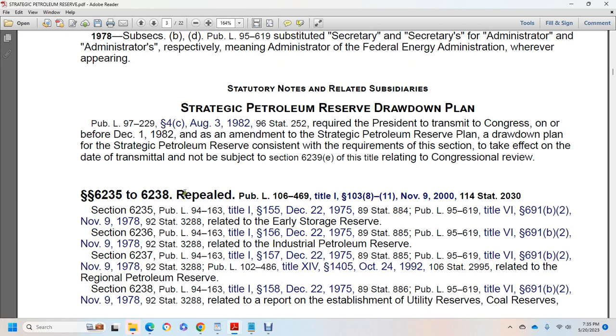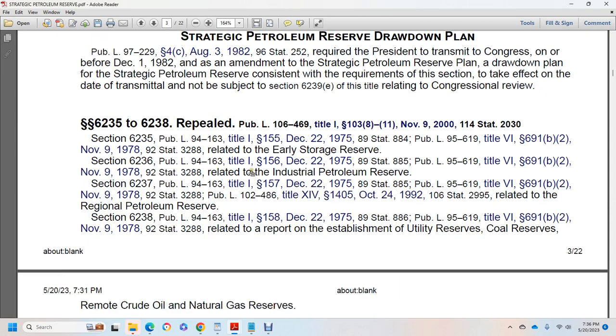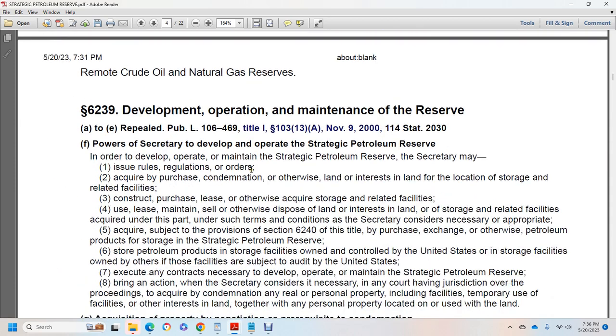Sections 6235 to 6238 repealed. Public Law 106-469, Title I, section 103, November 9, 2000, 114 Statute 2030. Alright, Section 6239, development, operation, and maintenance of the reserve. (a) to (e) Repealed. Public Law 106-469, Title I, section 103(13)(A), November 9, 2000, 114 Statute 2030.